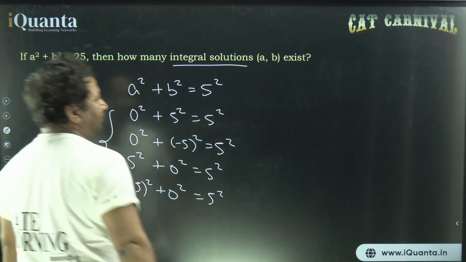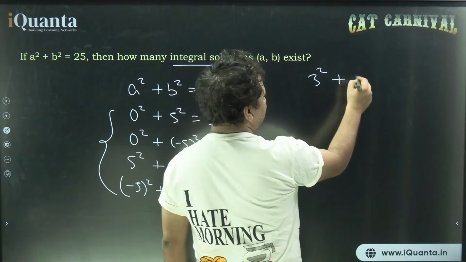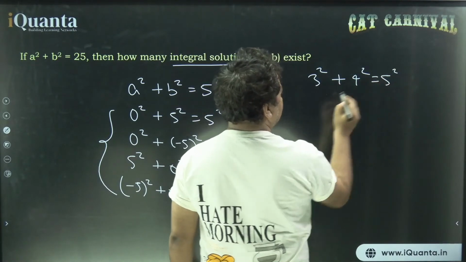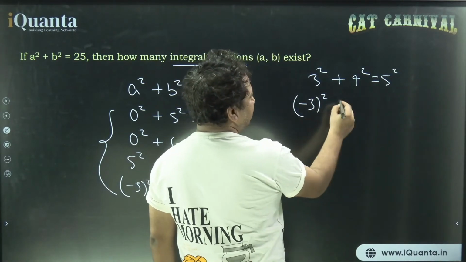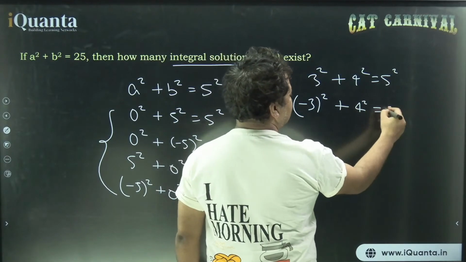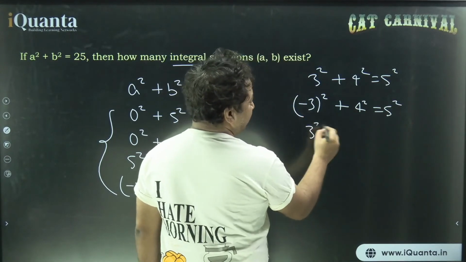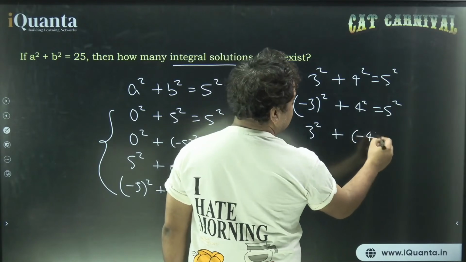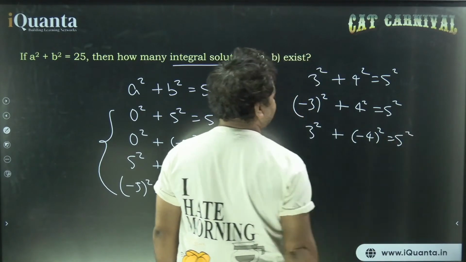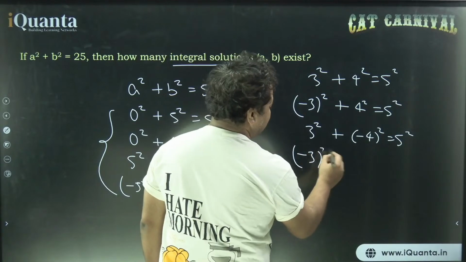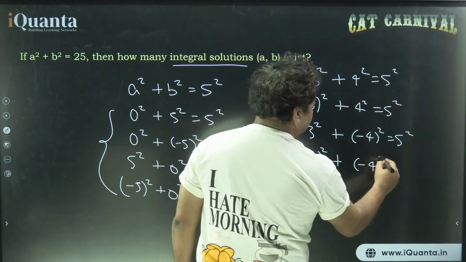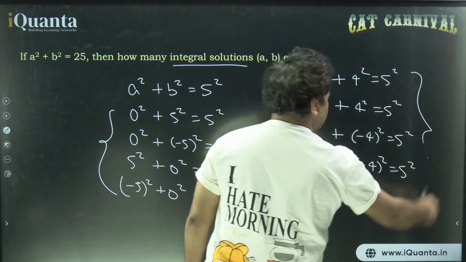So we got 4 here. 3 square plus 4 square is 5 square. Square of minus 3 plus 4 square is also 5 square. 3 square plus square of minus 4 is also 5 square. Square of minus 3 plus square of minus 4 is also 5 square. We got 4 here also.